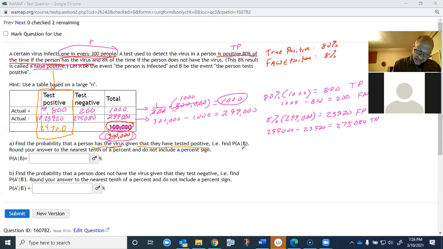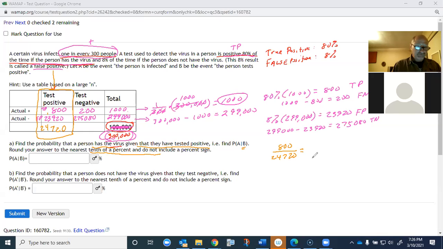And since that basis is 24,720, and the actual ones who had the virus is 800, we put 800 over 24,720. And this asks us to find the probability that they've tested positive. Round your answer to the nearest tenth of a percent.